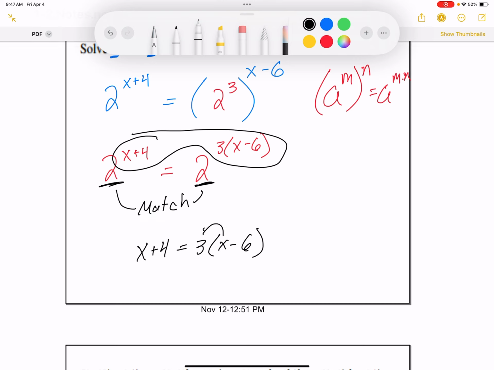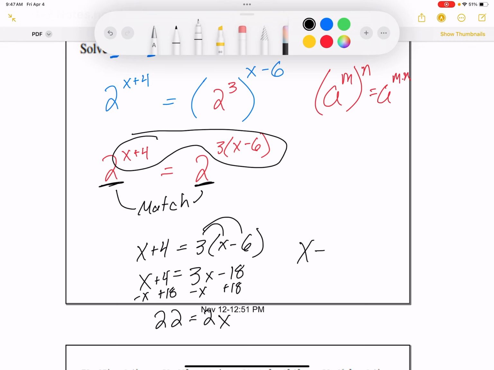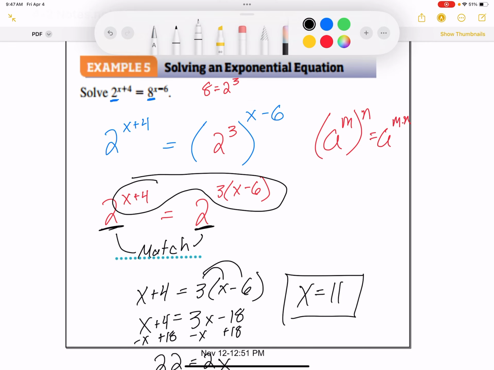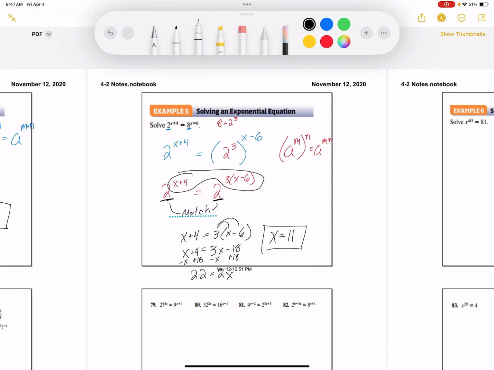I can distribute first and say this is 3x minus 18 equals x plus 4. Subtract x, add 18, add 18. So I got 22 equals 2x. Therefore, x equals 11. Boom, boom, boom, boom. Right? That wasn't so bad. It looks like it's going to be bad, but if you keep the technique in your mind, it's not so bad.